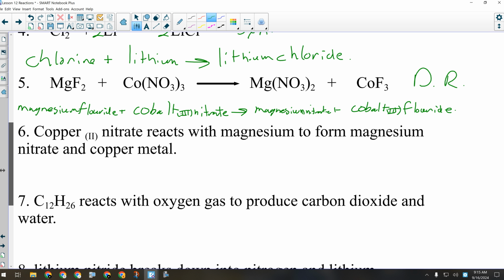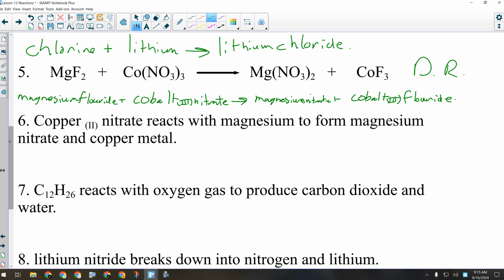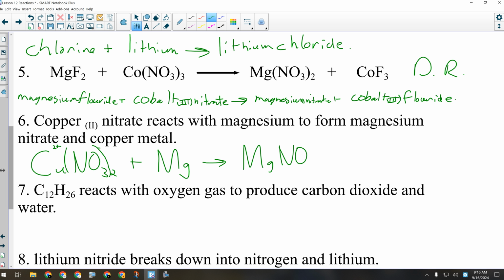All right, number 6, copper 2 nitrate. Ionic? Yeah, so I'm going to go Cu, NO3. Since this is a 2+ and this is a 1-, I'm going to need brackets and a 2. And it is reacting with magnesium. It says just magnesium, so an element, to form magnesium nitrate. That's a -1, that's a +2, so 2 there. And copper metal, so that would just be copper.